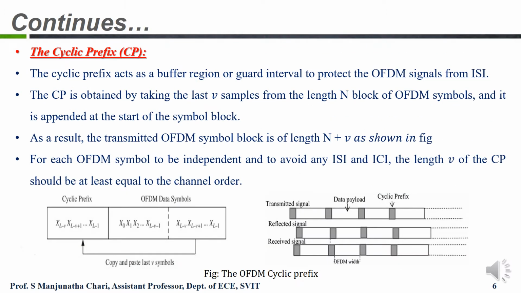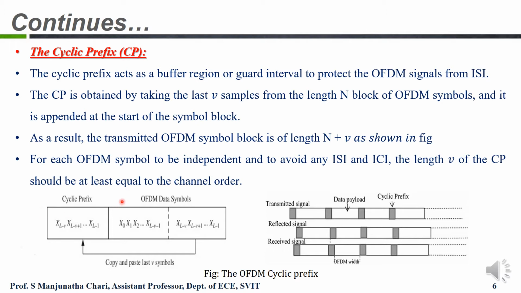In the last slide, we have learnt about guard bands. These guard bands act as a buffer region or guard interval to protect OFDM signals from ISI, that is inter-symbol interference. In this OFDM, we are using a cyclic prefix as a guard band. As you can observe over here, this is how we calculate the cyclic prefix.